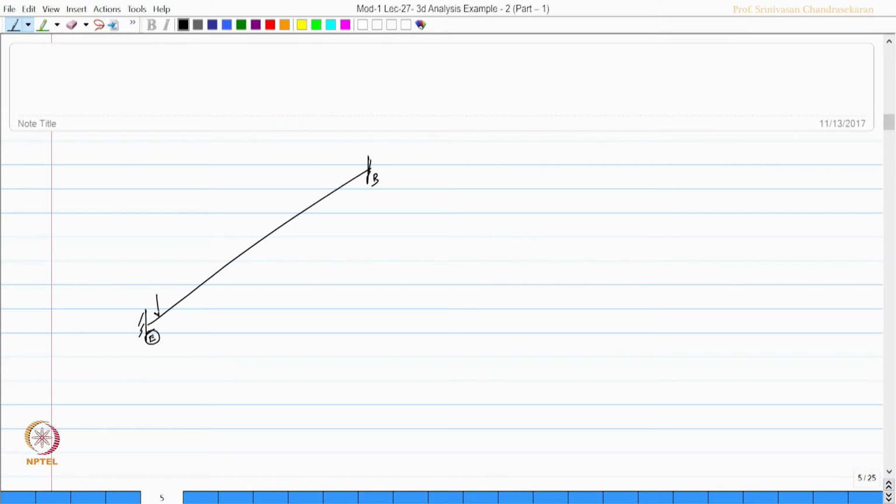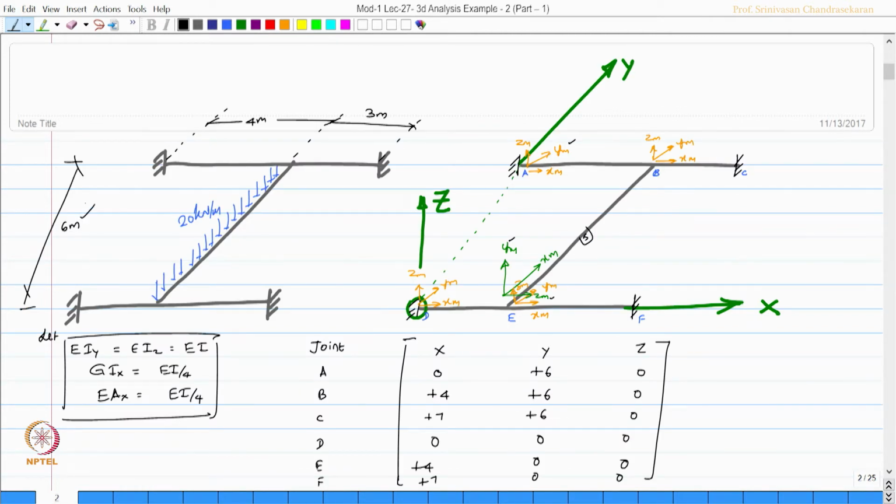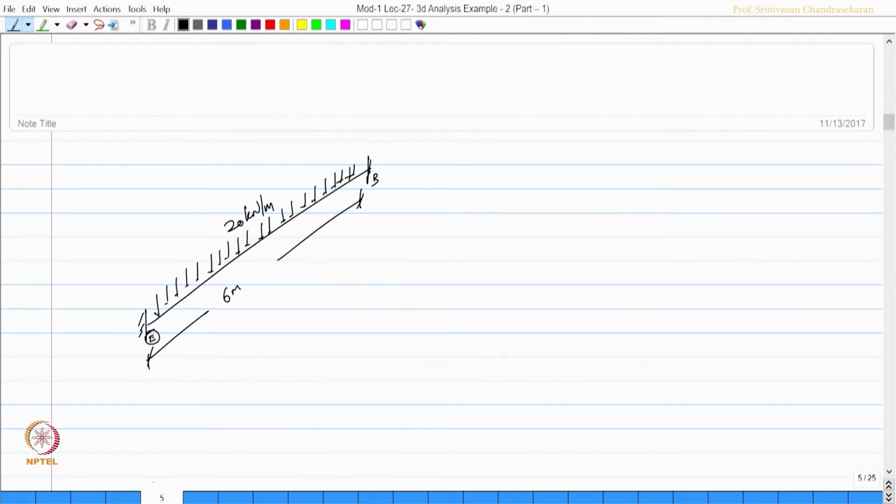So, applied by a uniform distributed load of 20 kilonewton per meter for a span of 6 meters, is it not? So, you can see here for a span of 6 meters the load is applied. So, I want to work out the joint load. Okay. So, let us try to work out the joint load for this. So, I would like to see what would be the effect of these loads.